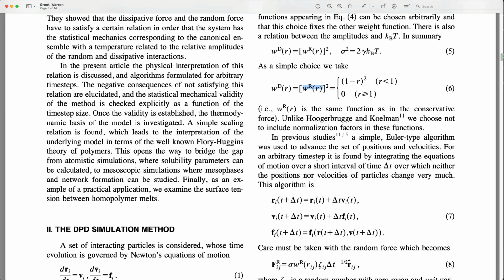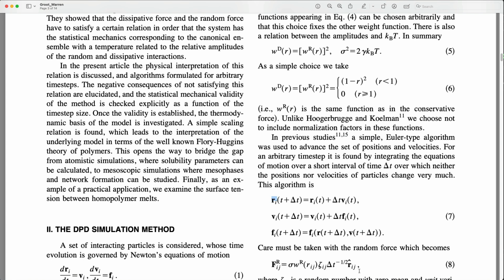So what you could do if you wanted to update the positions of your particles is say the position of your particle at the next time step, at time t plus delta t, would be its current position plus its velocity times delta t. And you would update its velocity at the next time step as its current velocity plus delta t times the force that it's experiencing. So this is if you were to directly integrate Newton's second law. And then the new force would be calculated based on the new positions and velocities.